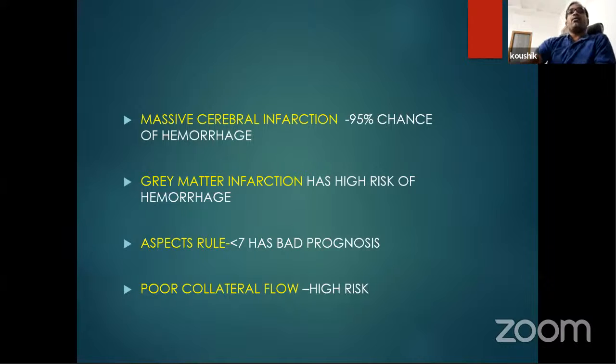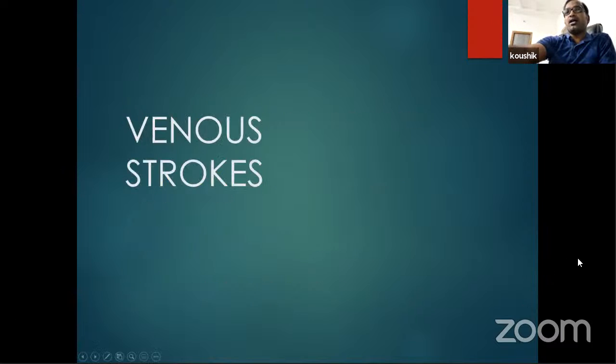Then we have gray matter infarction. If in the infarct the gray matter is more involved, then there is a high risk of hemorrhage. Then we have poor collateral flow. If there are no surrounding blood vessels supplying the infarct on the angio, then there is a high risk of non-salvageability.